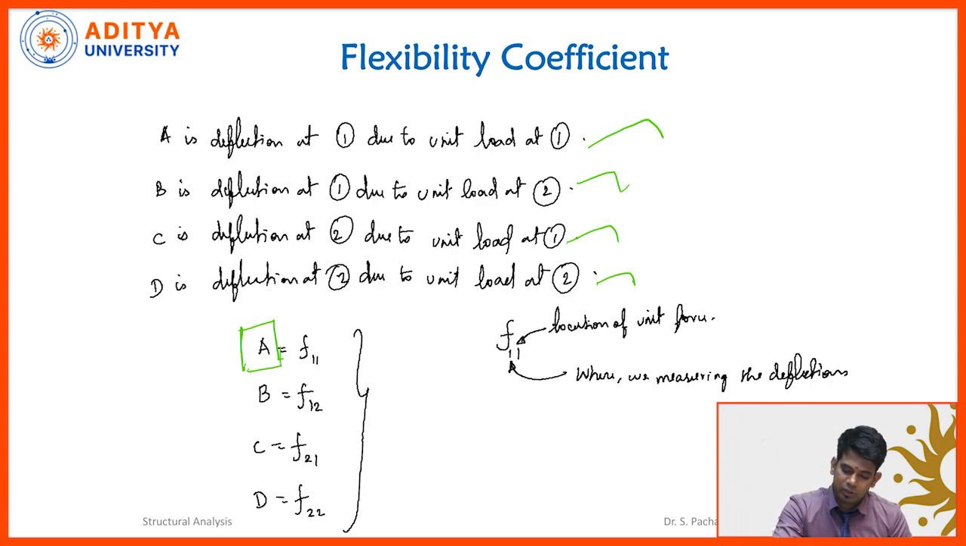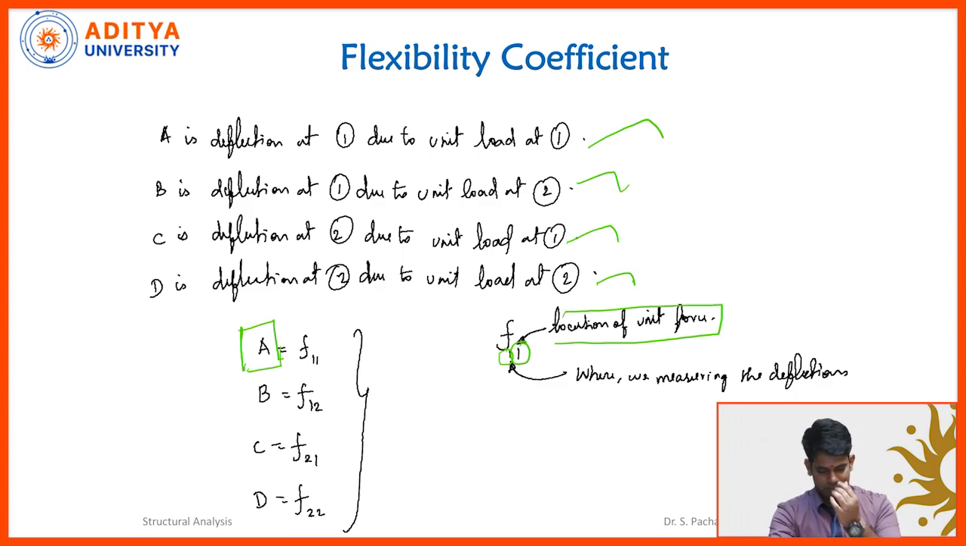You can see the first subscript of the letter F represents where we are measuring the deflection. And the second subscript of the F represents the location of the unit force. So the second one represents the location of the unit force, and the first one represents where we are measuring the deflection. So, it is about where we are applying the unit force and where we are measuring the deflection.